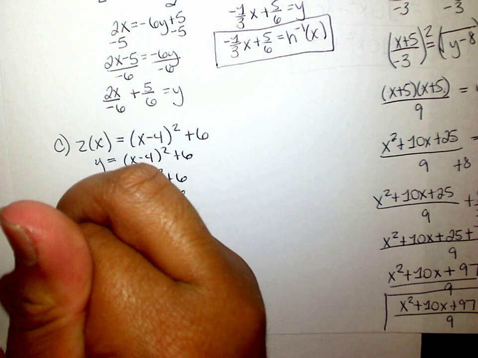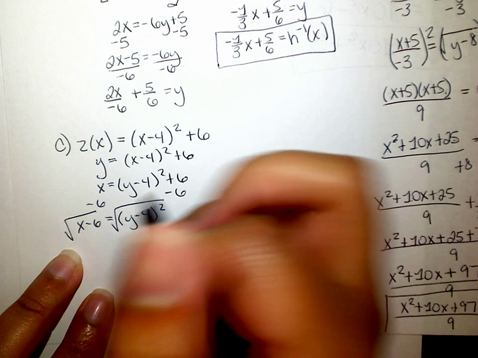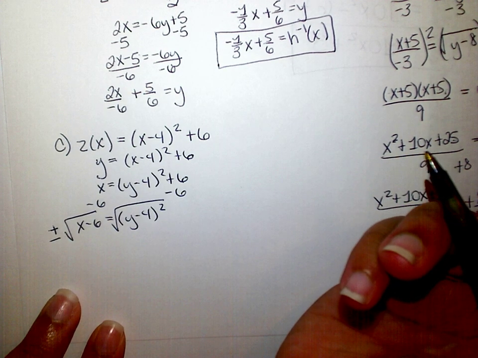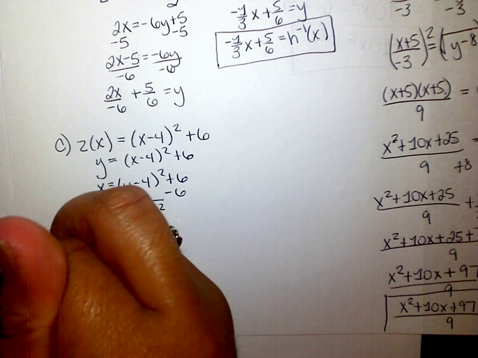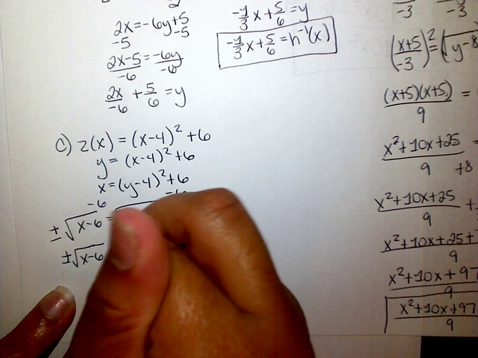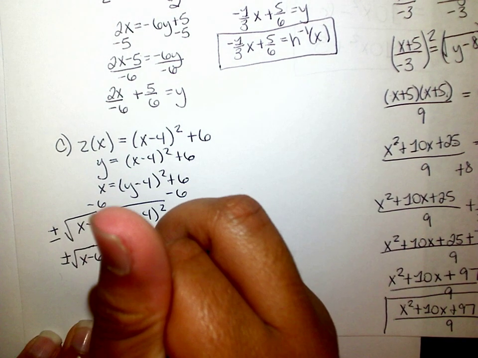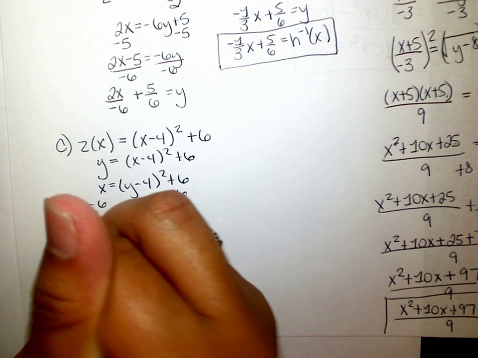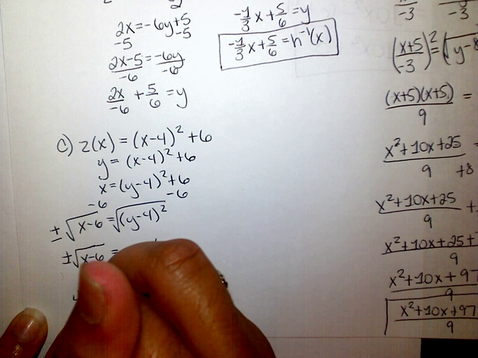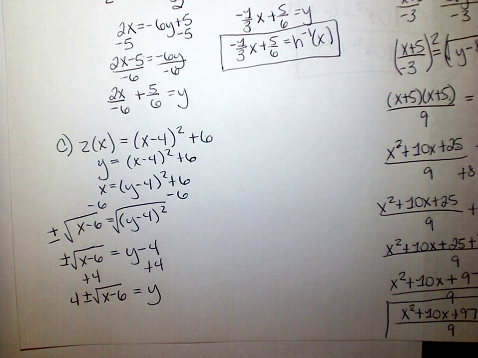We're going to take the square root of both sides. When we take the square root ourselves, it's always plus or minus. So then we get plus or minus square root of x minus 6 equals y minus 4. Then we are going to add 4 to both sides. So we get 4 plus or minus the square root of x minus 6 equals y.